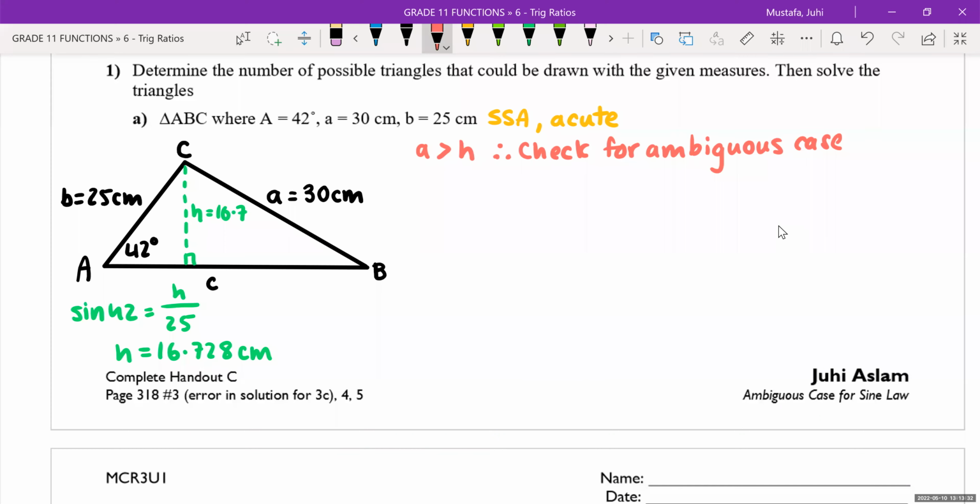These are sort of like your proofs. So you need to make sure that you're checking A and H first and then determining what's happening. So A is greater than H, therefore we're going to check for ambiguous case.